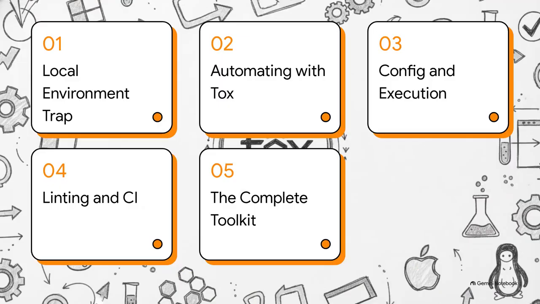Here's our roadmap for today's explainer. We'll start with the local environment trap, see how Tox automates the solution, dive into its configuration and execution, explore linting and CI integration, and finally, tie together our complete testing toolkit.